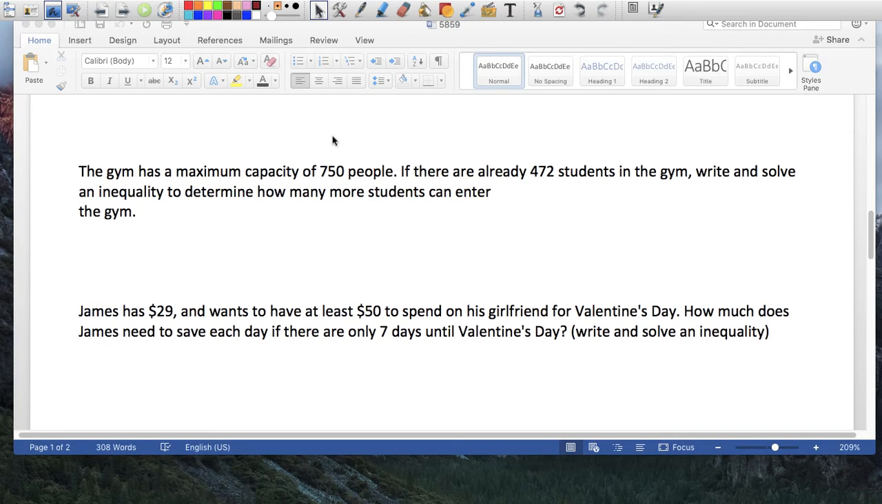The gym has a maximum capacity of 750. Maximum means that it has to be less or equal to 750. You can't put more people in there just for safety precautions. The gym will probably get a fine if they hold more than the allowed amount of 750. So there are already 470 students in the gym. Write and solve an inequality to determine how many more students can enter the gym.